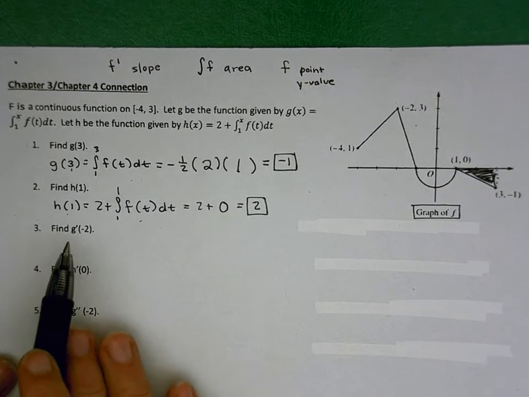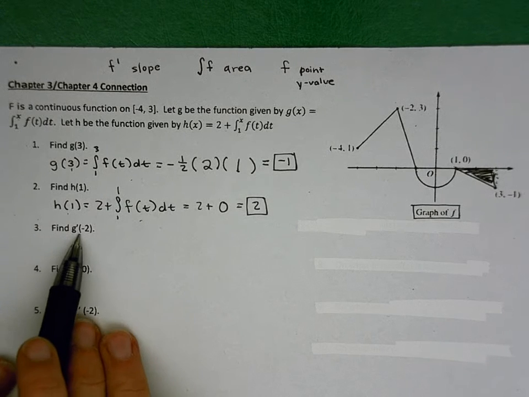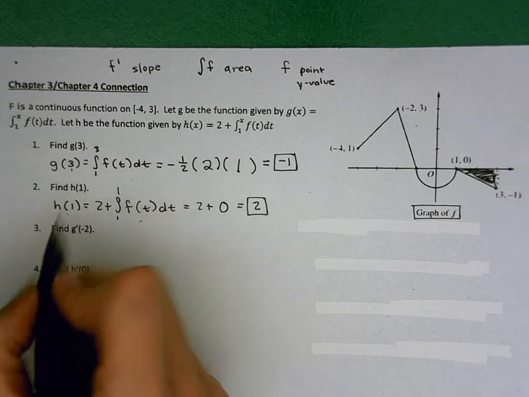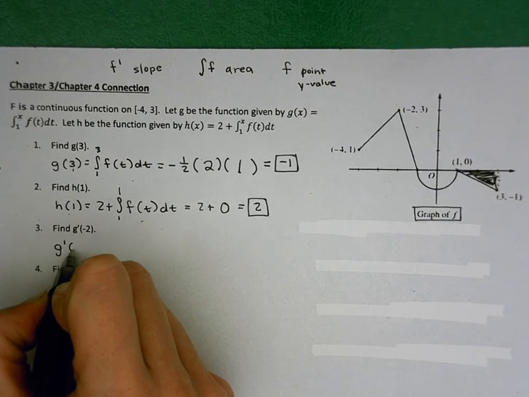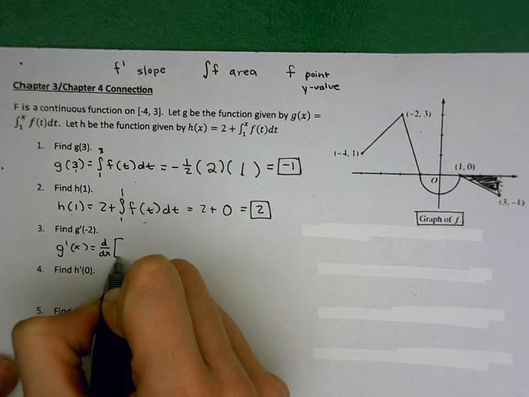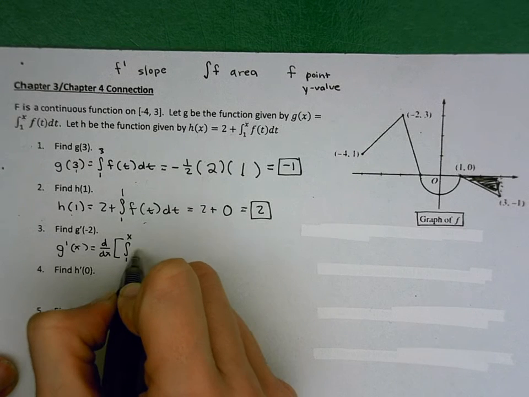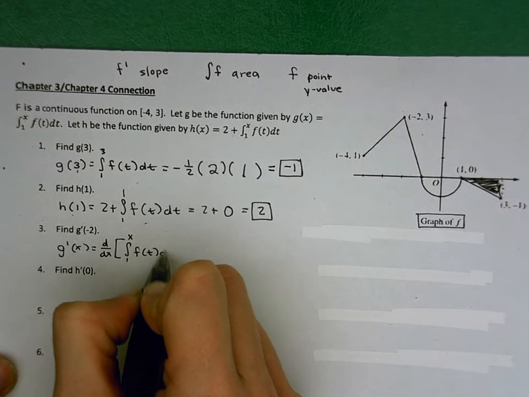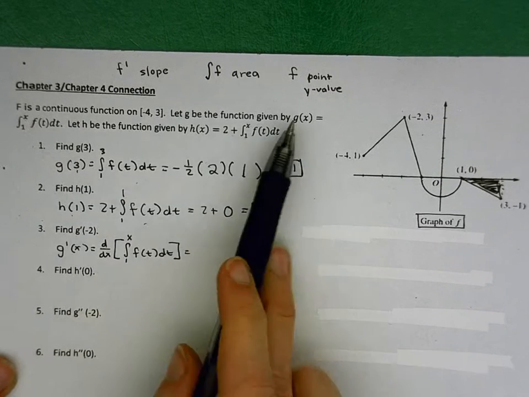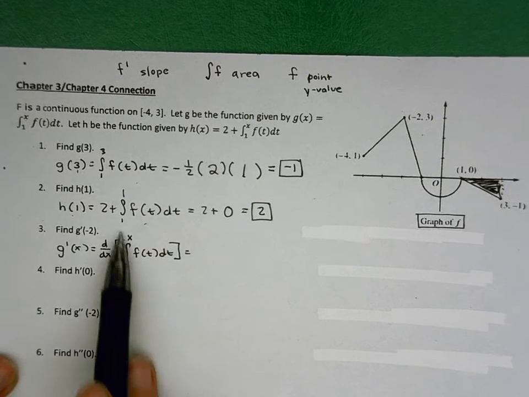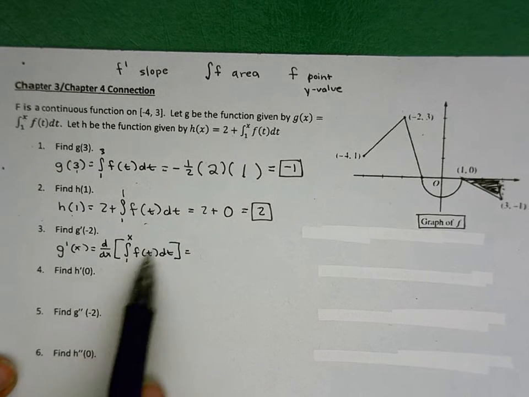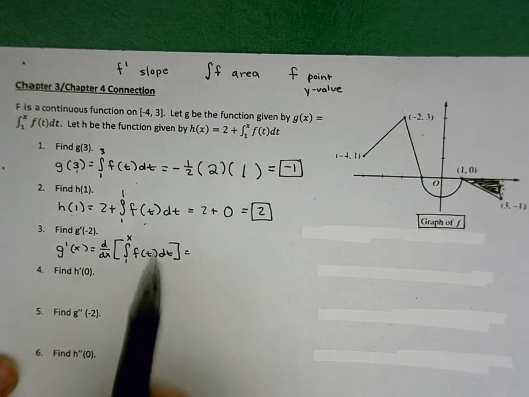Okay, number 3. We are asked to find g prime of negative 2. G of x is this integral, so g prime is going to be the derivative of the integral from 1 to x of f of t dt, right? The derivative of my g of x, integral from 1 to x of f of t dt. Okay, this is 4.4b. We're taking the derivative of an integral. This is the second fundamental theorem of calculus.